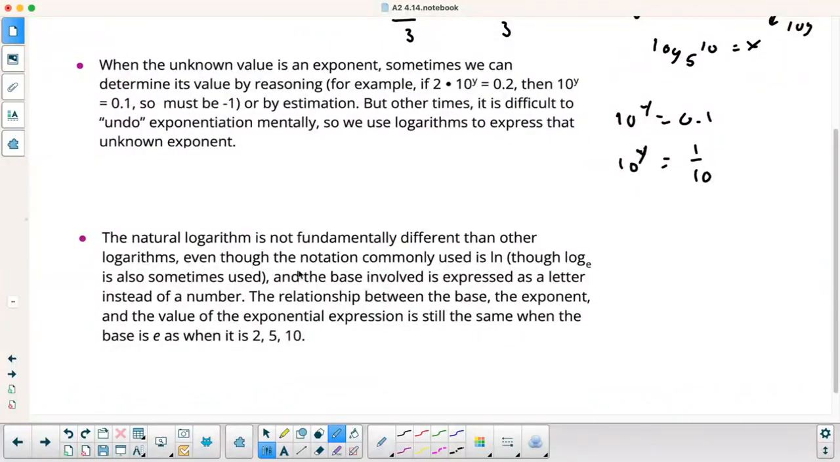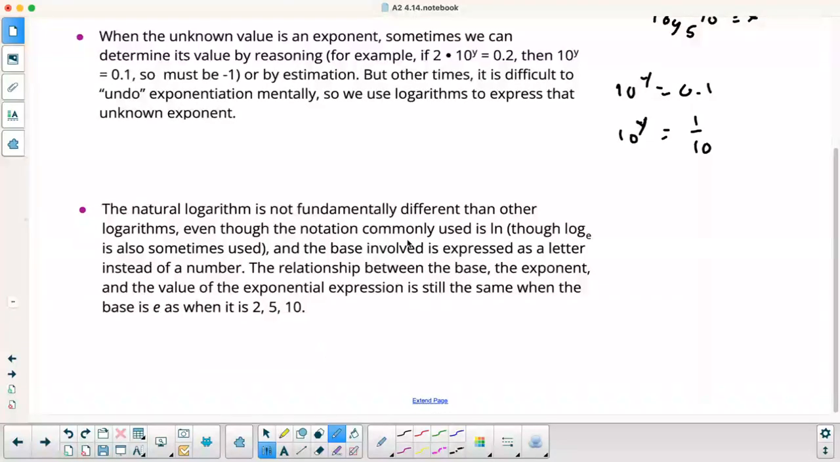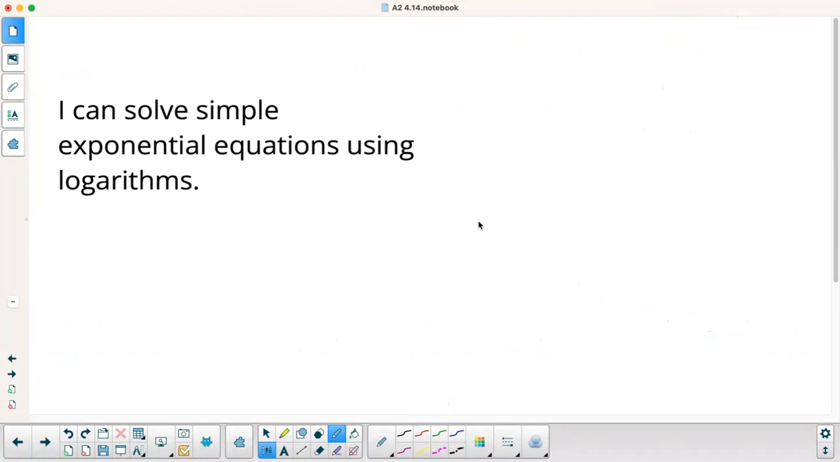All right, the natural logarithm is not fundamentally different than other logarithms, even though the notation commonly used is ln, though log base e is also sometimes used, and the base involved is expressed as a letter instead of a number. The relationship between the base, the exponent, and the value of the exponential expression is still the same when the base is e as when it's 2, 5, 10. So basically, if I have log base 3 of 20, okay, that's saying 3 to what power equals 20, okay? If I have ln of 20, well, that's saying e to what power equals 20. And it's important to just remember e is 2.718. So this is a constant. It's not a variable. Your variable is up here. That's what you're trying to find.